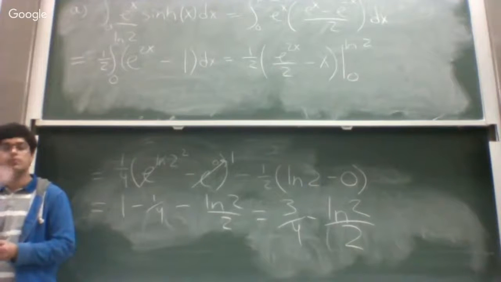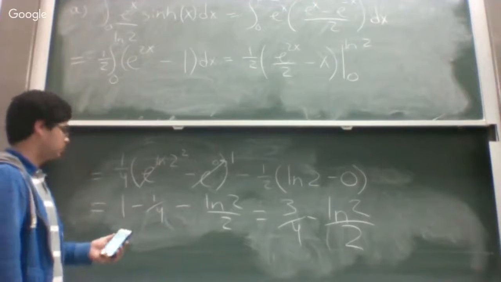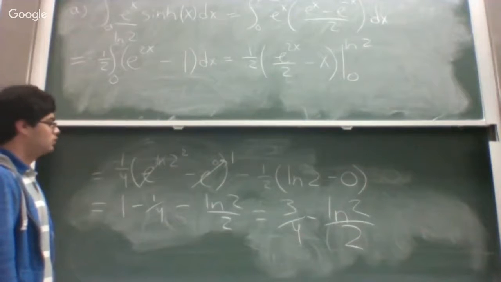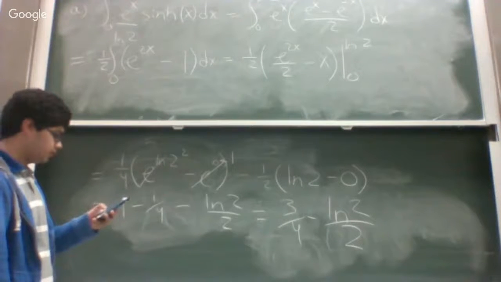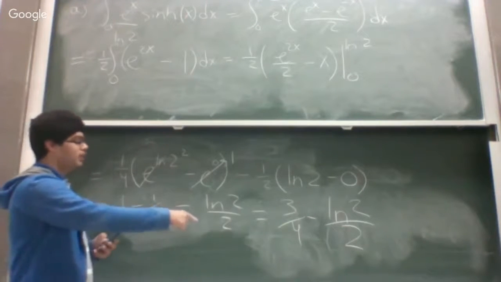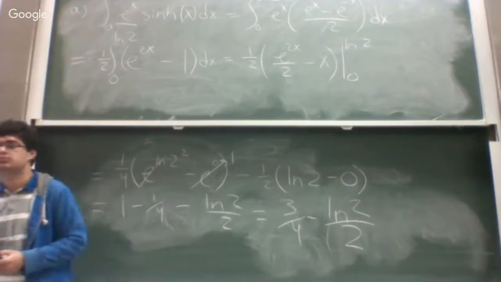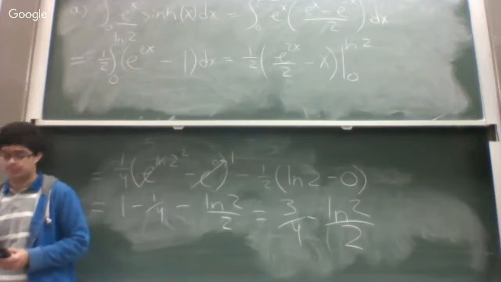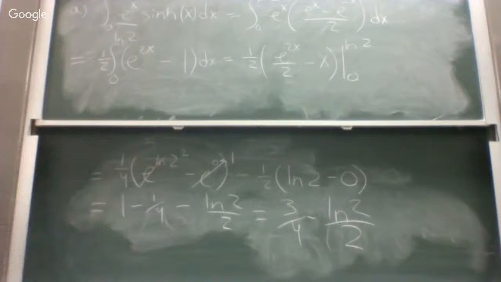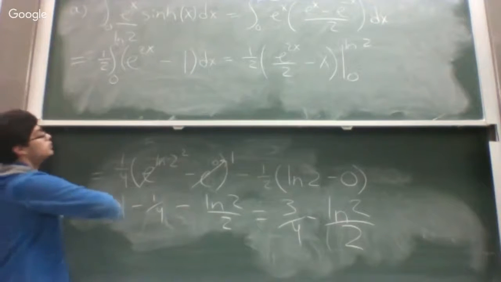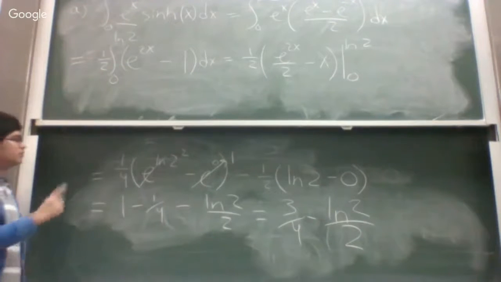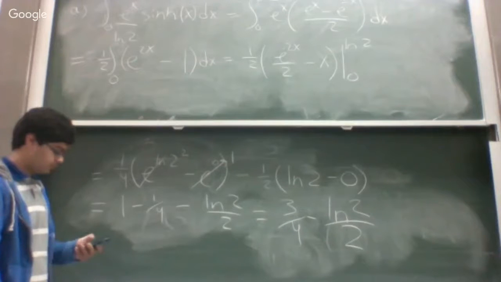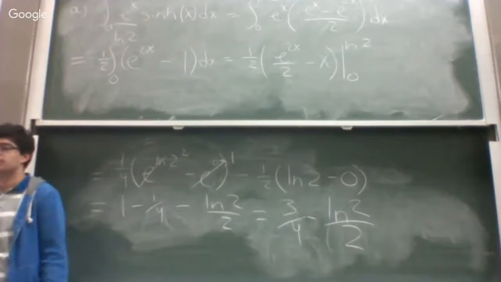Did you leave 1/2 outside? You could do that. You can have them as separated terms, but that should be fine. How did you get the 1/4 and e to the natural log of 2 squared? Well, it's 2x, so it's 2 times the natural log of 2. Using the property, the 2 goes up. Any other questions?